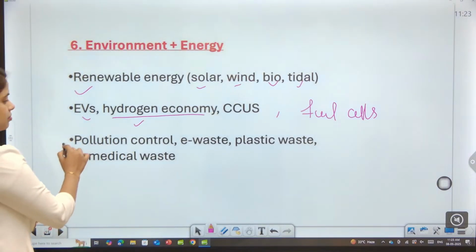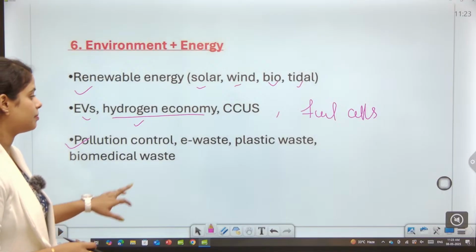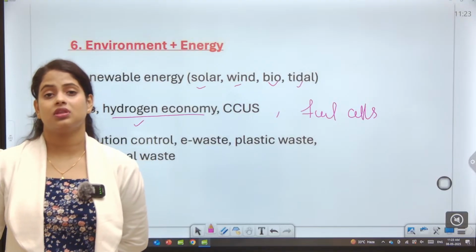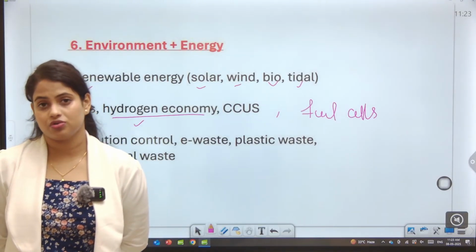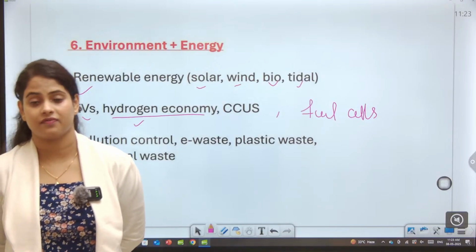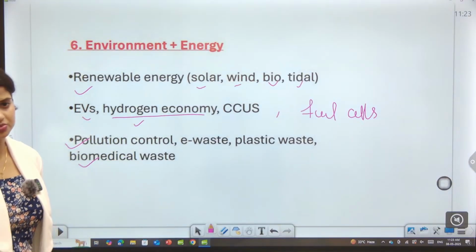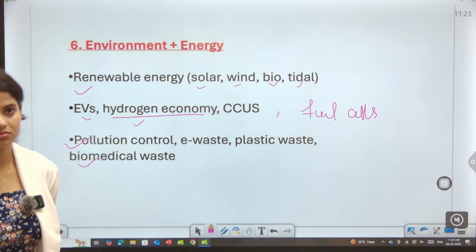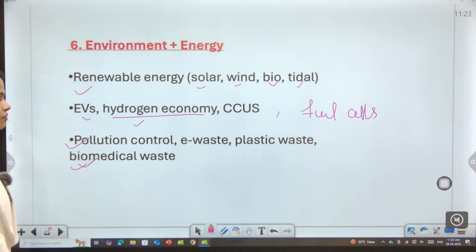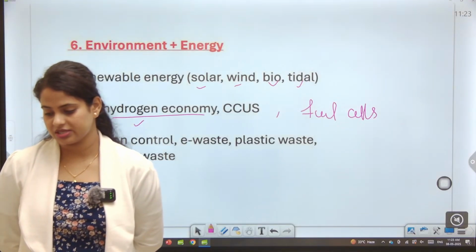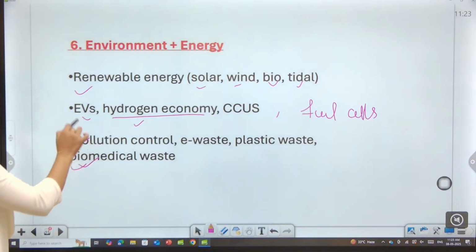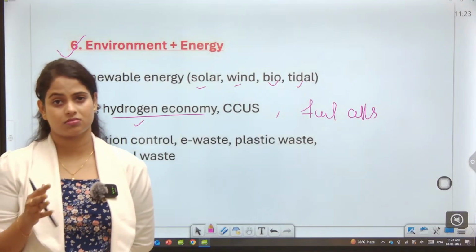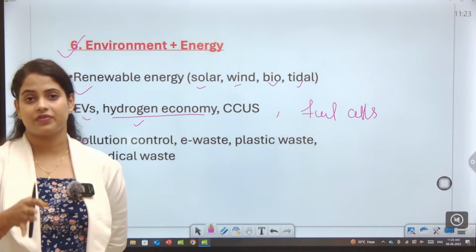Okay, and pollution control: the e-waste, the plastic waste, the biomedical waste. Over pollution control, they may ask about the green revolution, the ozone layer depletion, everything about the atmosphere, how e-waste and plastic waste can be handled, and how medical waste can be diminished. So this is all about environment and energy, and this is not that much of a matter of concern or tension.